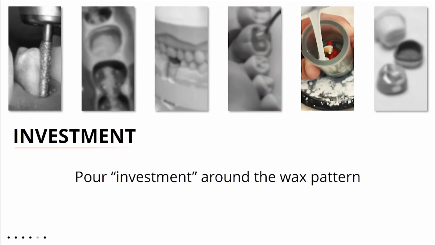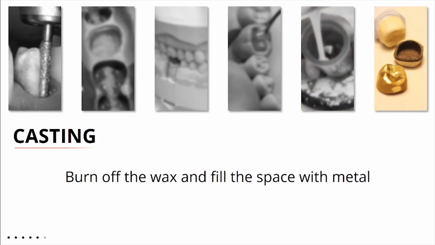So with that wax pattern, what we're going to do is pour what we call an investment material around it and basically embed it in this investment material. It's a stone-like substance, and with that we're going to eventually burn out the wax pattern and then sling a bunch of metal into that space. So basically the process of turning the wax into metal is this process that we call casting, and that's how you get a metal crown.